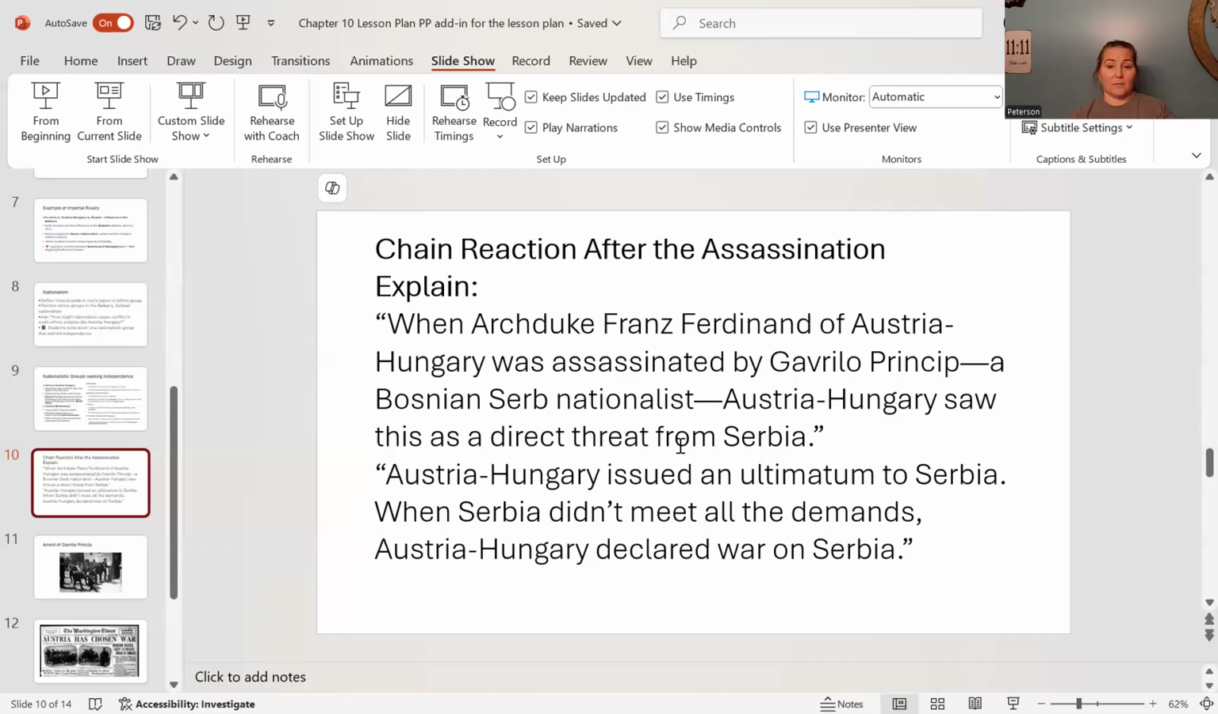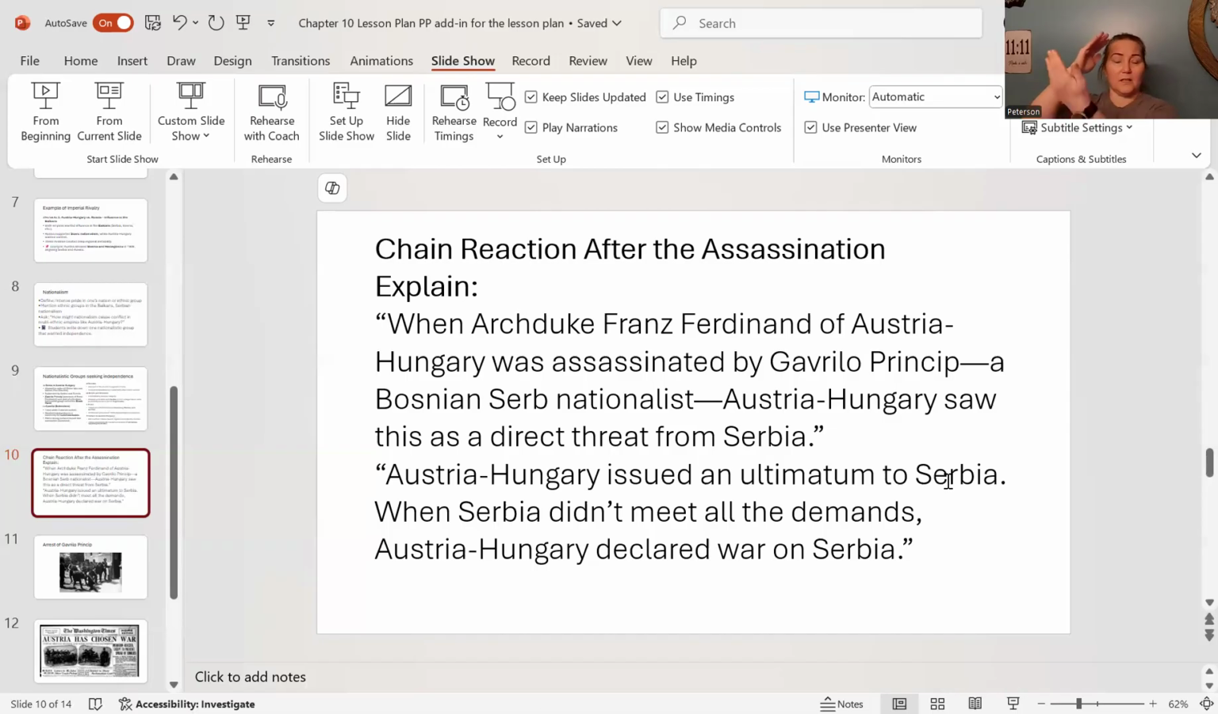Austria issued an ultimatum to Serbia. When Serbia didn't meet all the demands, war was declared on Serbia. That is what started it. Serbia did not meet all of the demands, and that chain reaction.